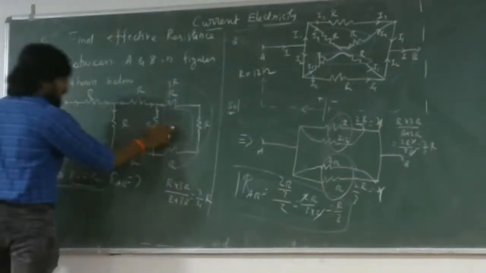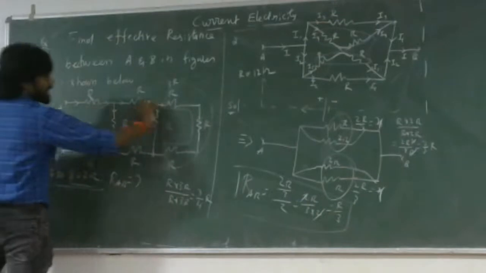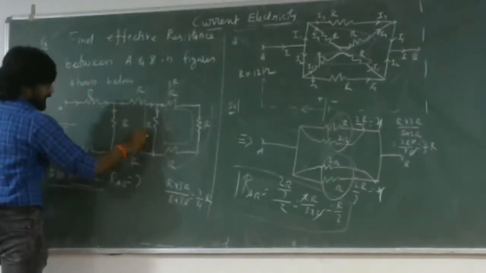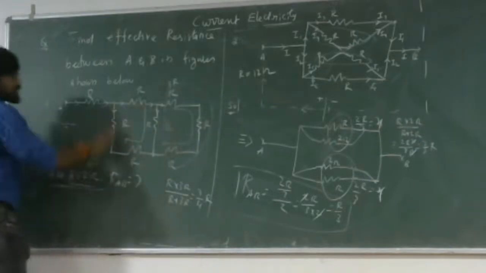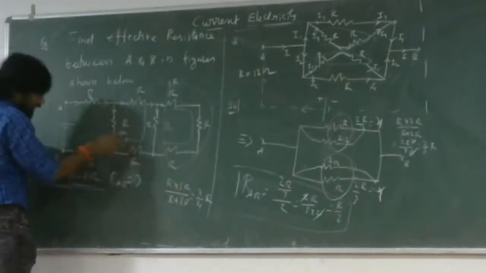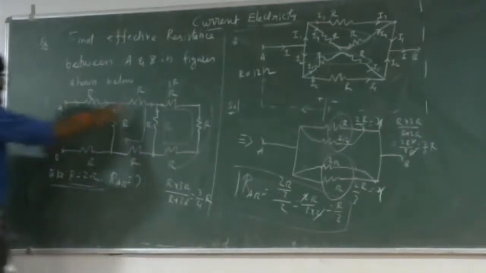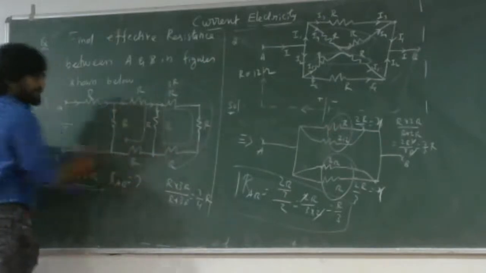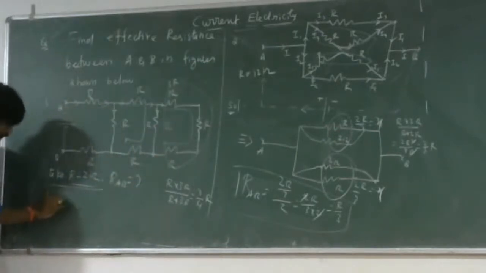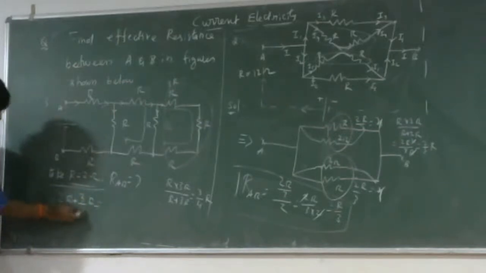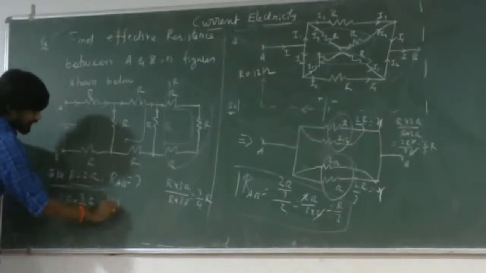This 3 by 4 R is again in series with this and this. So here R plus 3 by 4 R plus R. Don't need to do step by step here, directly you can do it. R plus R, 2R, plus 3 by 4 R. 4 twos, 8, 8 plus 3, 11. So 11 by 4 R.